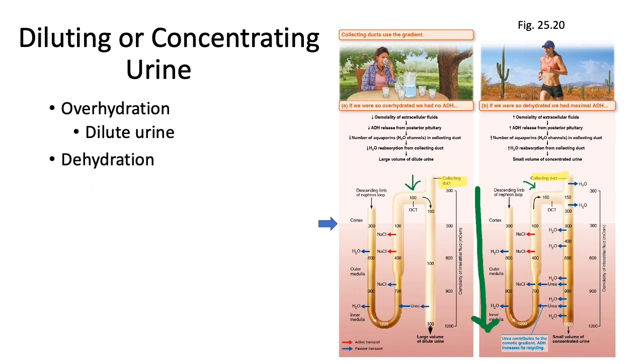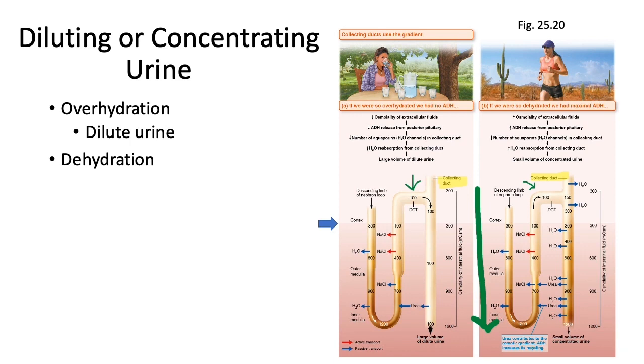During dehydration, the opposite is true. Less water is in the plasma, and therefore the osmolarity of the plasma will increase. In response to an increase in osmolarity, the posterior pituitary releases ADH. The amount of ADH released is directly related to the increase in osmolarity. As the osmolarity increases, more ADH is released.